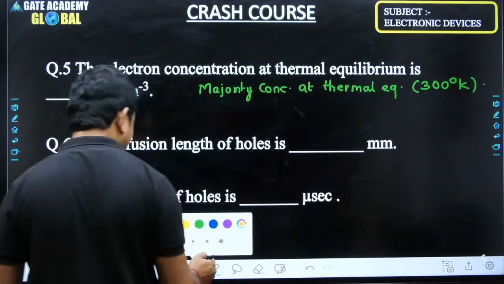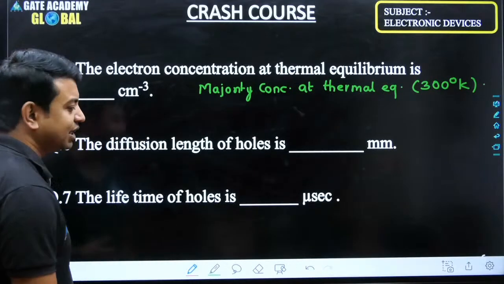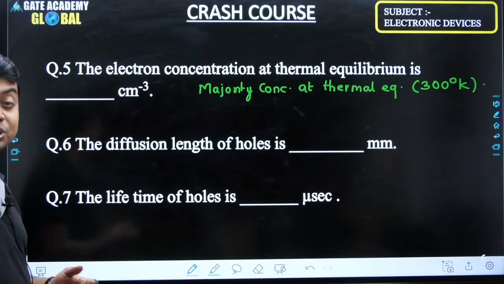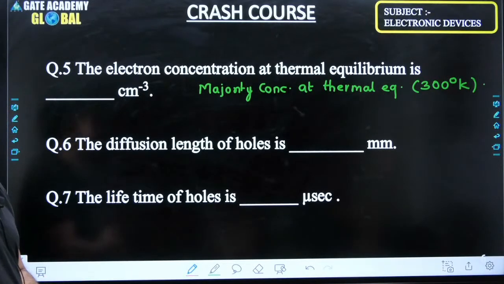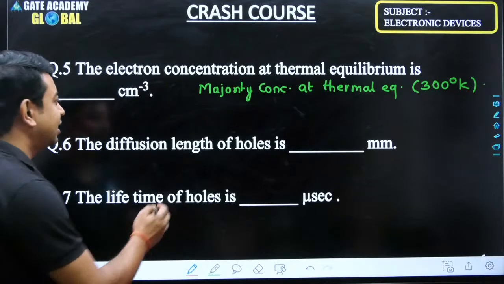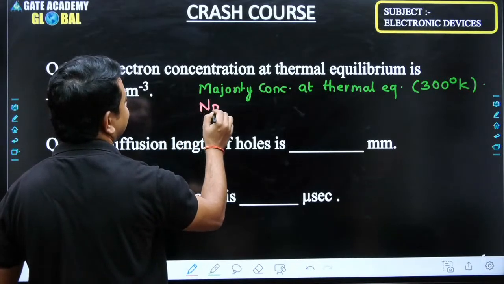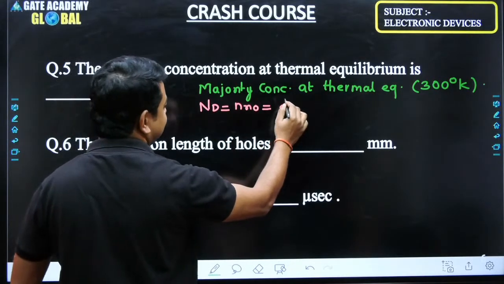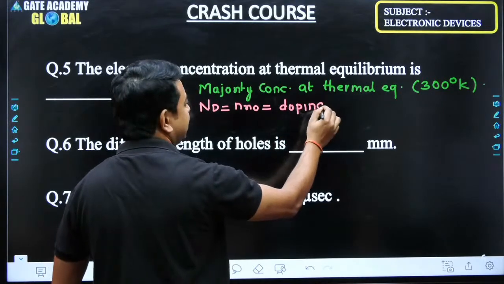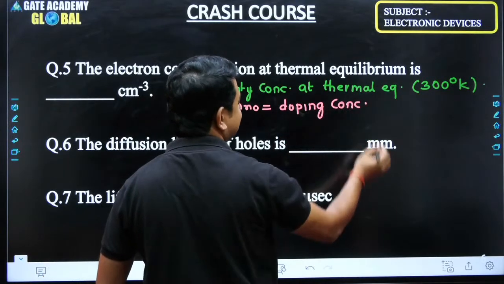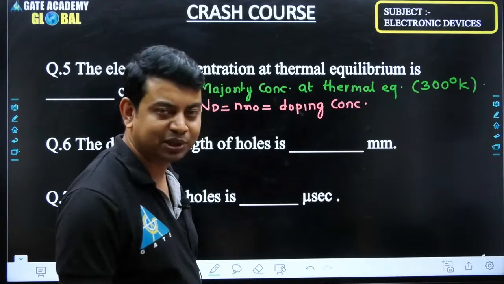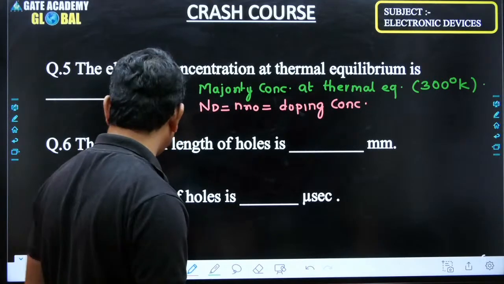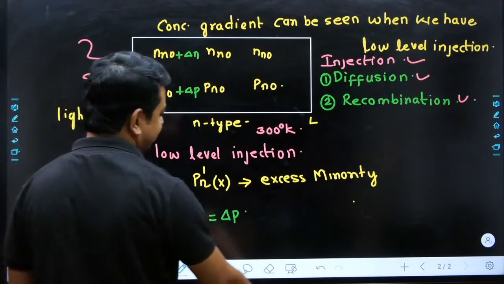Since in this question there is nothing given about how many donor atoms have been doped, if it were given, then we could easily find out that for an N type semiconductor, Nd is equal to N, the doping concentration of the semiconductor. But it is not given in the question. It is simply written that this is an N type semiconductor. If it is not given, then how can we find out? We can find these things by using the mass action law.